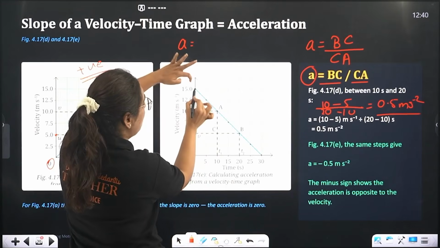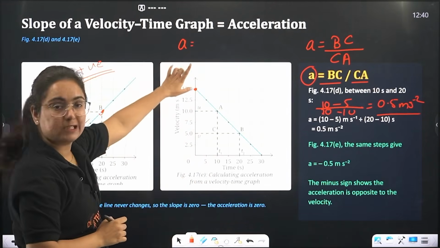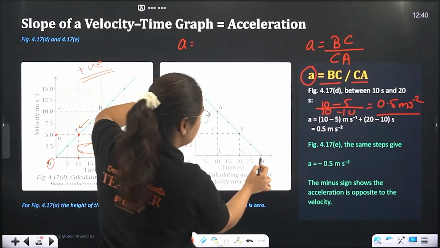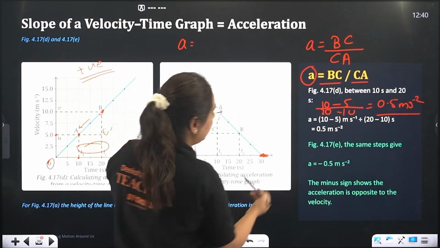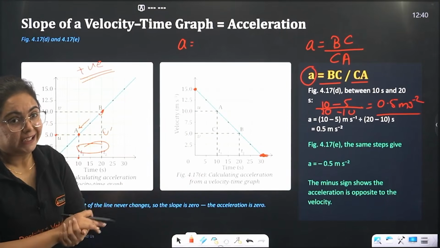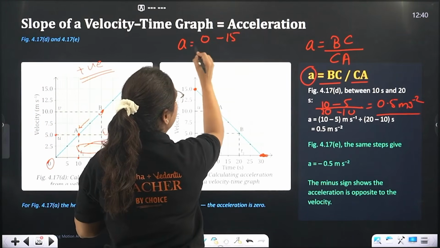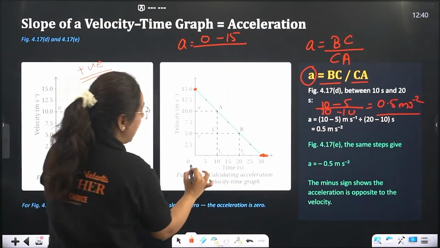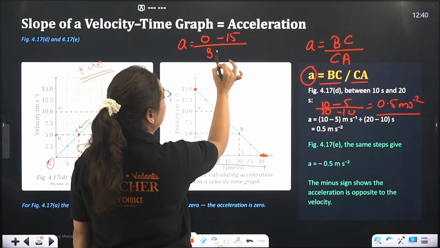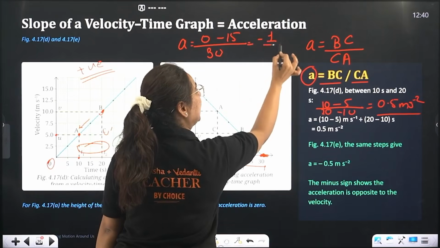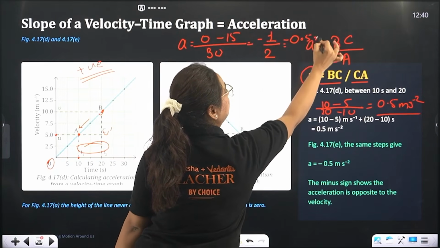The object was first at how much, beta? 15 meter per second. Okay? But then it reached to what, beta? 0 meter per second. Final velocity minus initial velocity, upon time taken. How much is the time taken? 30 seconds is the time taken. 0 minus 15 by 30, it will be equal to minus 1 upon 2, that is minus 0.5.